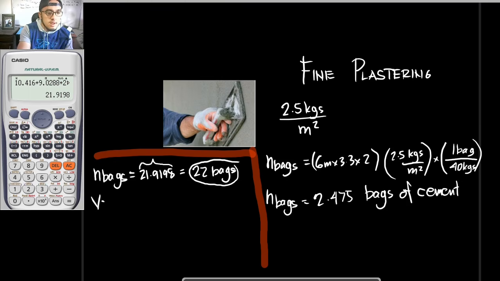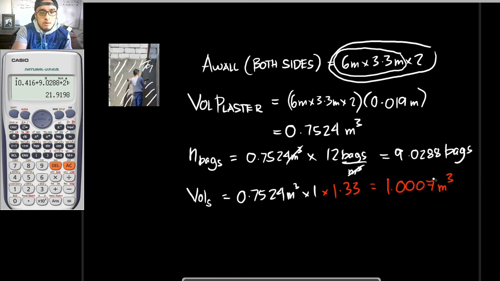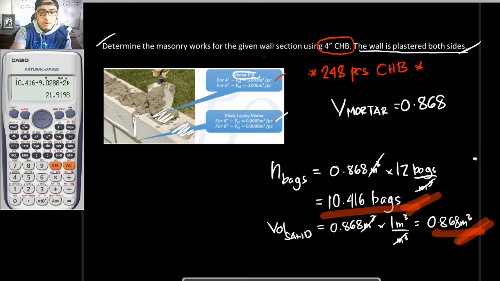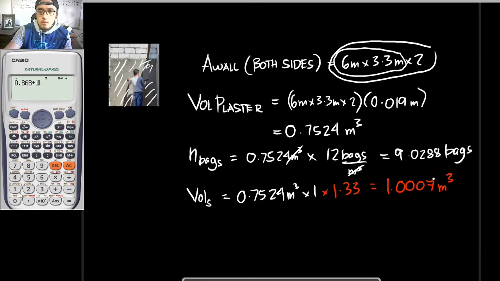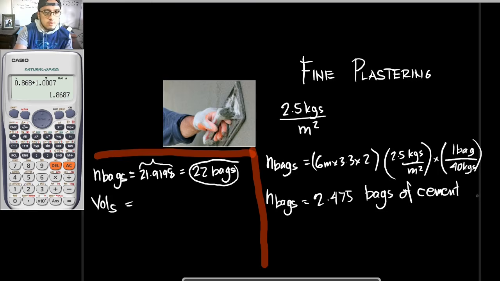So, for volume of sand, magsimula tayo dito. That would be 0.868 plus 1.0007. So that is to be 1.8687 cubic meters. So ito yung i-check ko.